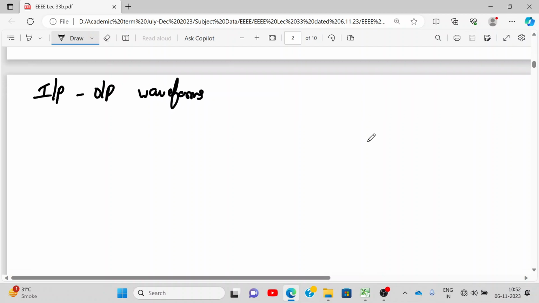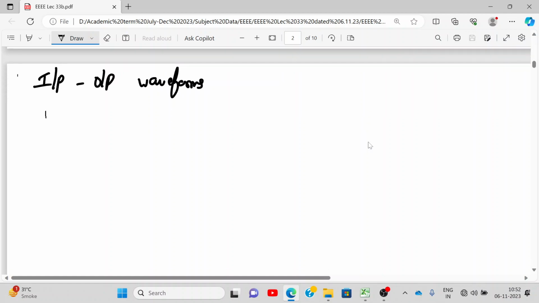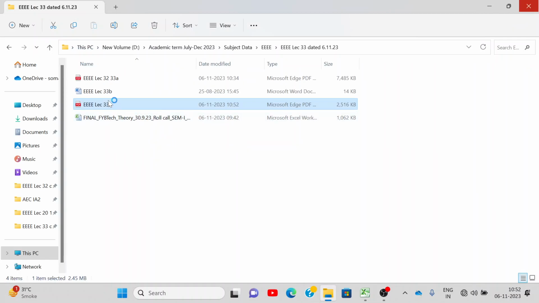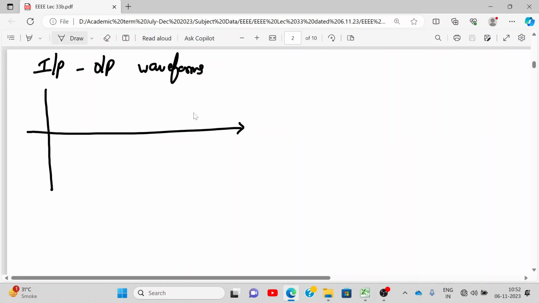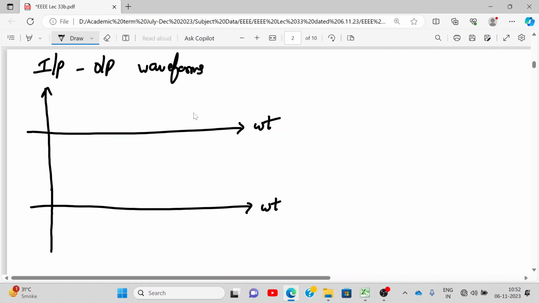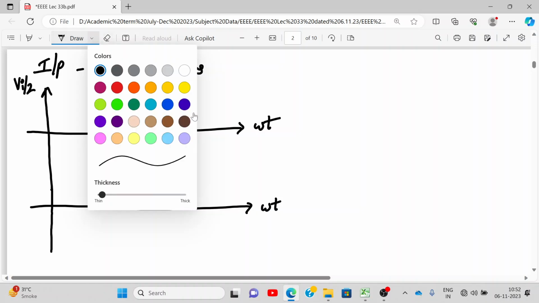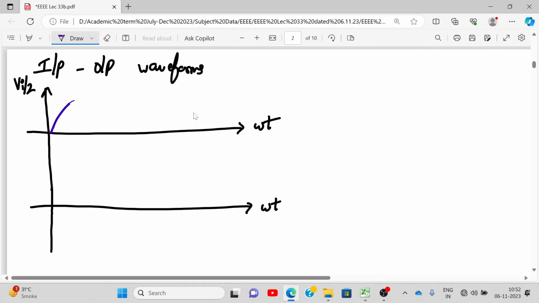Everyone, please draw the input waveform first. Let me close the PDF and open it again. So first is my input, which is Vi by 2. The input waveform will be sinusoidal.